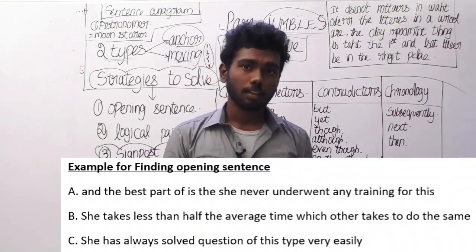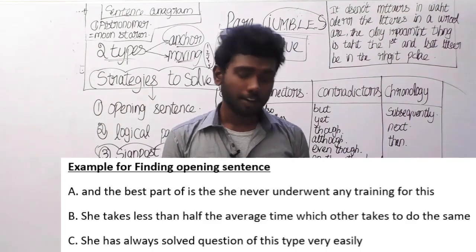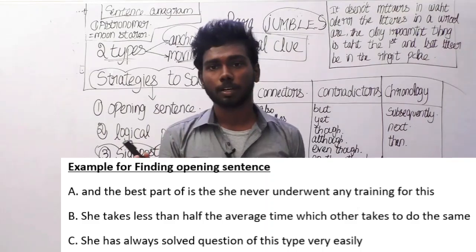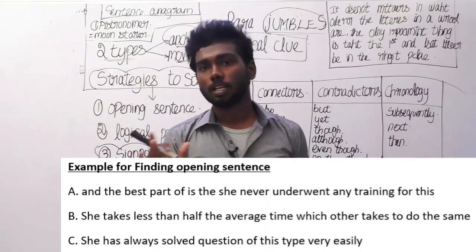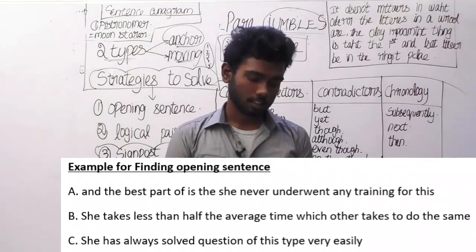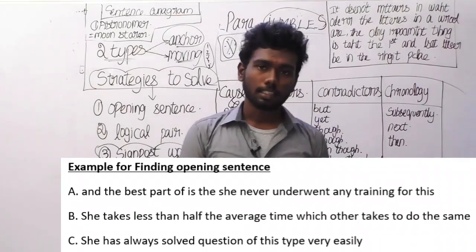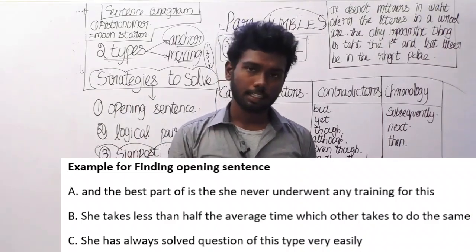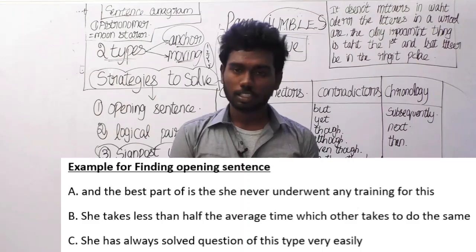She takes half the time. She takes half the average time which others take to do the same. So same is the clue here. What is the subject here? So she is the subject here. It is not clear what she is taking to do. So let us read the third sentence, because this is also not the second sentence.